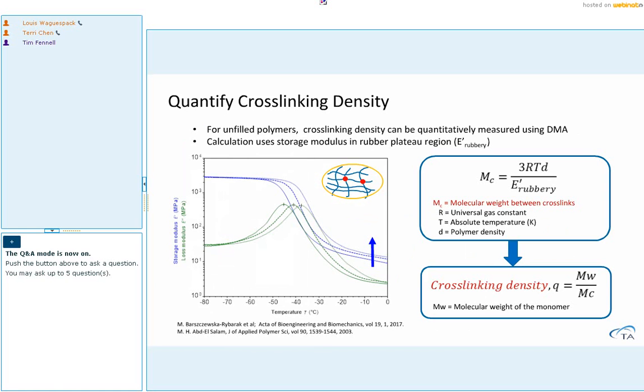For a cured thermosetting polymer, the cross-linking density can be quantitatively calculated using DMA measurements. Here is the equation for calculating the molecular weight between cross-links using the modulus measured at the rubbery plateau region. From there, we can quantify the polymer cross-linking density.